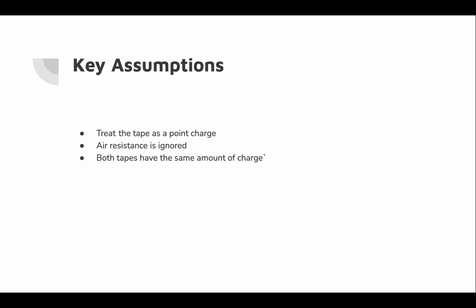Key assumptions that you can make in this experiment are that you can treat the tape as a point charge rather than a polarized insulated object. The air resistance can be ignored, and both tapes would generate the same amount of charge when being rubbed together.